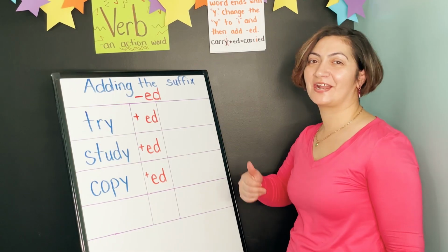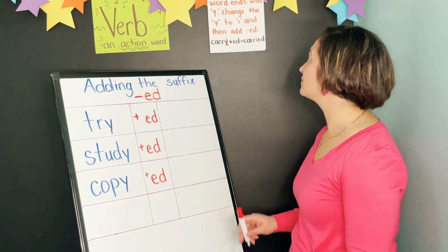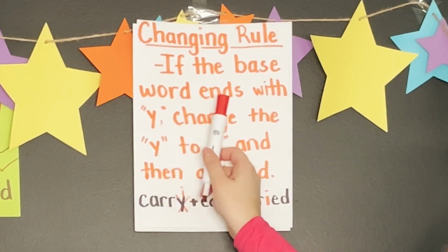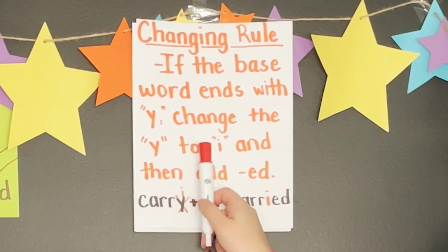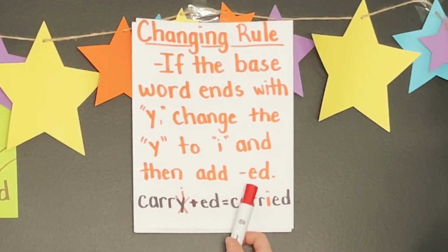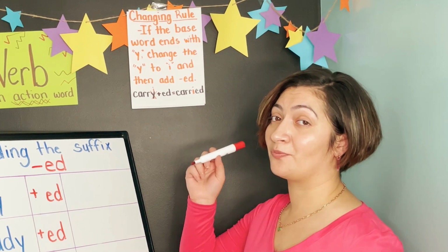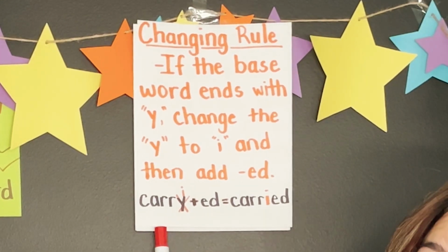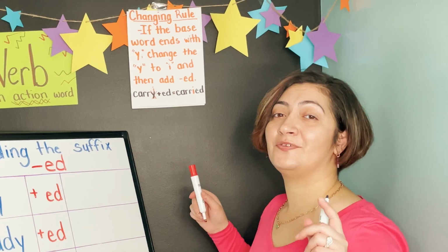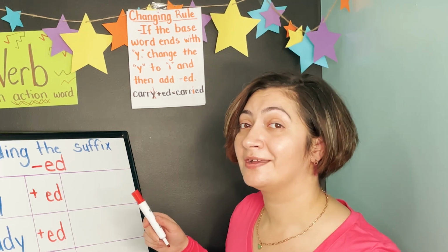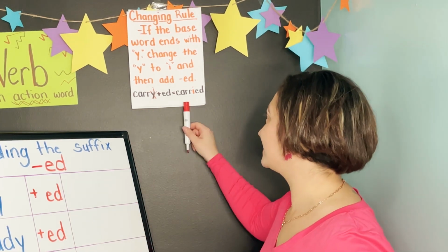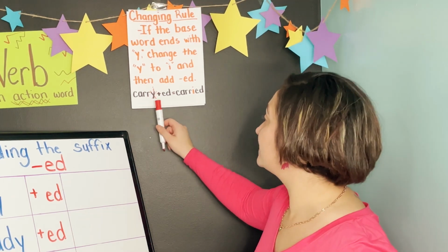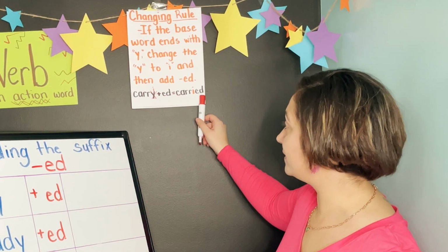All right, scholars, let's look at our last spelling pattern. This rule is called the changing rule. If the base word ends with Y, change the Y to I and then add ED. All right, so we're looking for Y at the end of the base word. So for an example was carry. Like, I will help you carry your things. If you already helped that person, you carried their things. Nice job. So we had to change that Y to an I, and then we were able to add that ED and have the word carried.